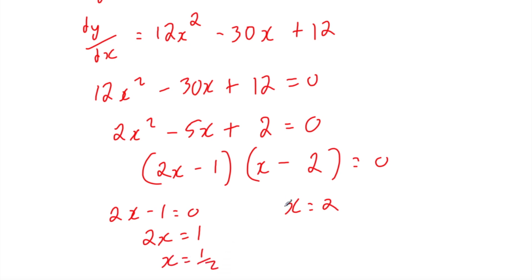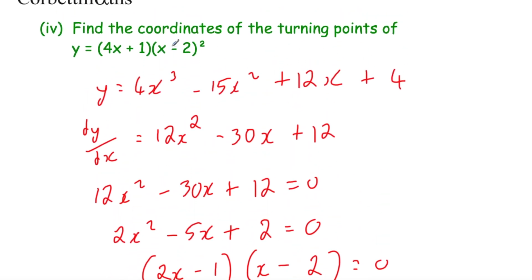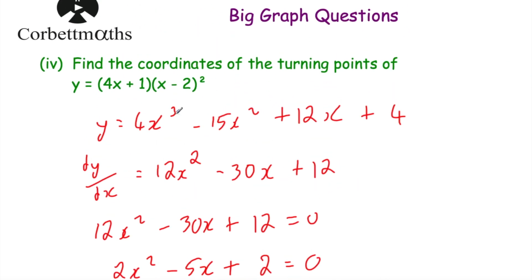We've got our x coordinates of the turning points. Now we know our x coordinates. The question didn't just ask us for the x coordinates, it wants the coordinates of the turning points. So you'll want the x and the y coordinate. So to find the y coordinates, we're going to take these two x coordinates, the half and the 2, and we're going to substitute them in here because that'll tell us what y is.